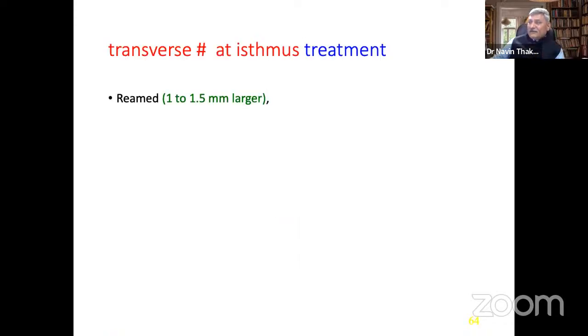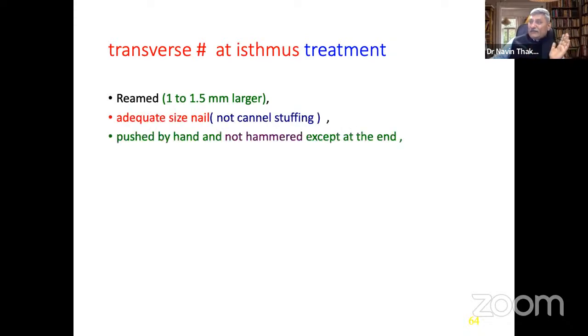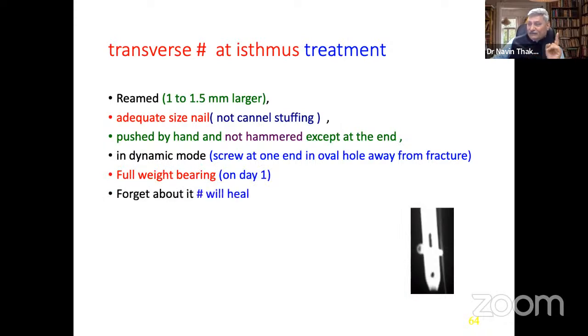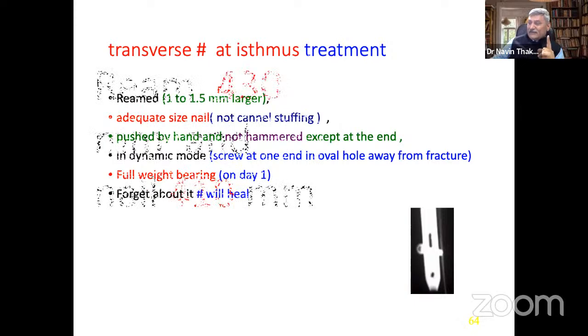Another trick Dr. Tanna sir has expressed is for a transverse fracture at the isthmus. Ream more, 1 to 1.5 mm larger, an adequate size nail. Not canal stuffing, pushed by hand and not hammered except at the end. In dynamic mode, a screw at one end, away from the fracture, but still there has to be rotational stability by at least one screw, and full weight bearing on day one. Forget about it, the fracture will heal.